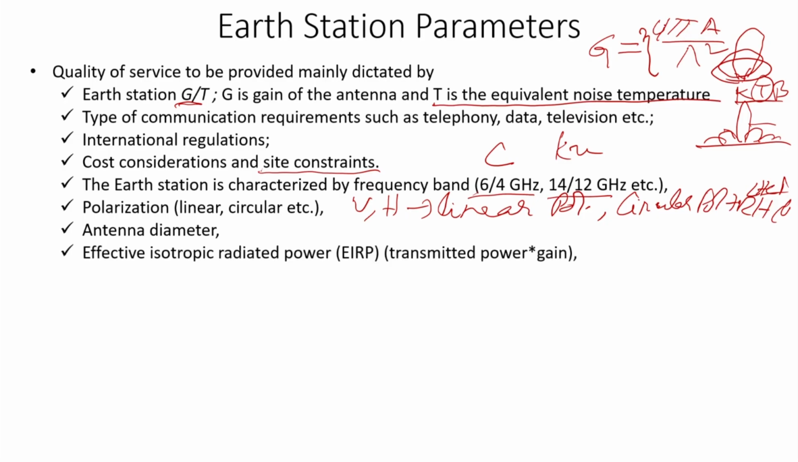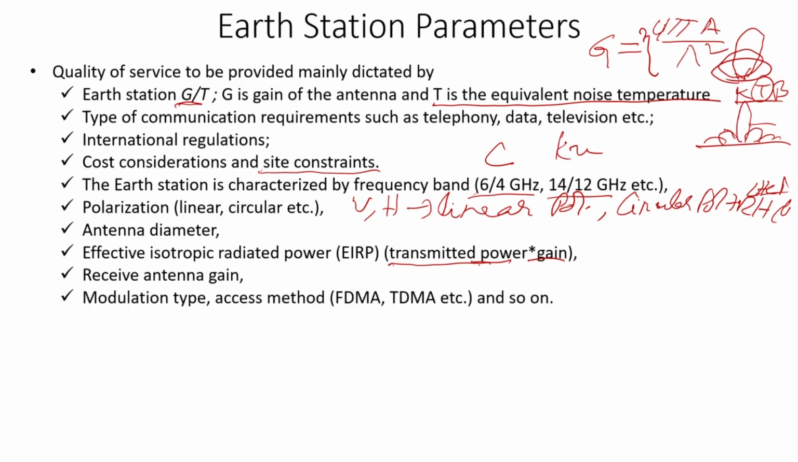Now, another very important parameter is called the effective isotropic radiated power, which combines the transmitted power as well as the gain. What is the power you are transmitting and what is the gain of the antenna? When we take this product, it is called the EIRP. Then, what is the gain of the receiving antenna? That is also very important, and all these parameters will finally give me an idea of what signal level I will be able to receive. This is called the link margin or link calculation. That will come when we proceed further.